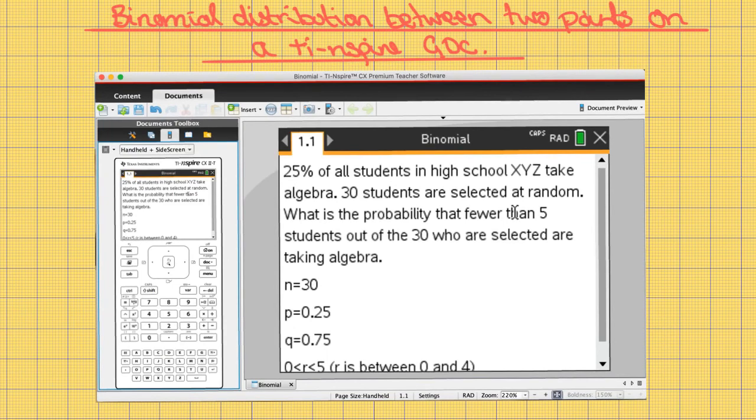Binomial distribution between 2 points on a TI Nspire GDC. 25% of all students in high school XYZ take algebra. 30 students are selected at random. What is the probability that fewer than 5 students out of the 30 who are selected are taking algebra? N is equal to 30, P is equal to 0.25, Q is equal to 0.75, and R is between 0 and 4. Open a calculator page.